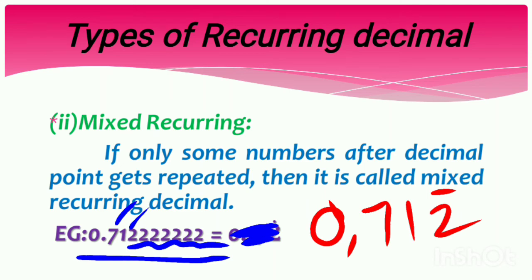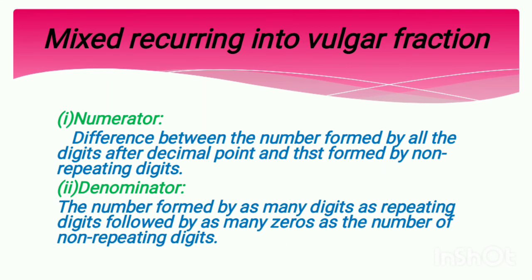We have two types of recurring decimals. One is pure recurring and one is mixed recurring. Pure recurring is the case when all the digits after the decimal point get repeated, whether it is one number or several numbers, irrespective of that, if all the numbers after the decimal point are getting repeated, then it is a pure recurring decimal. Mixed recurring means only a few numbers get repeated, whereas at least one number after the decimal point occurs only once.